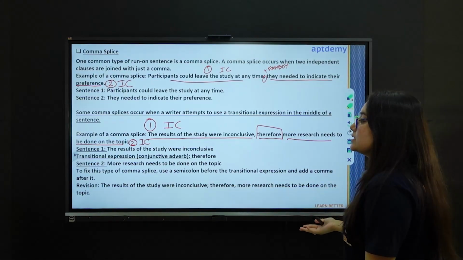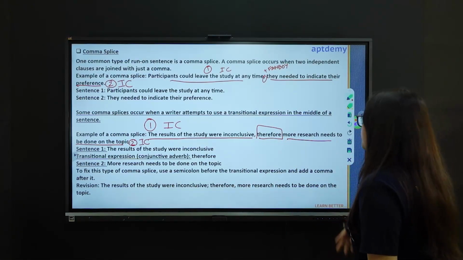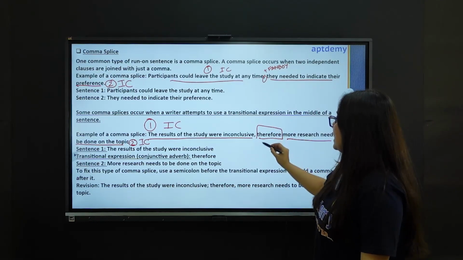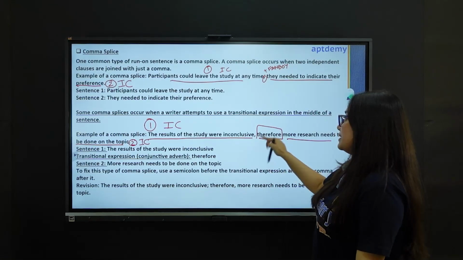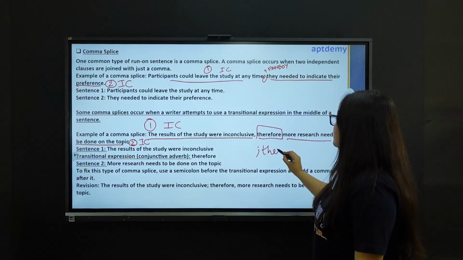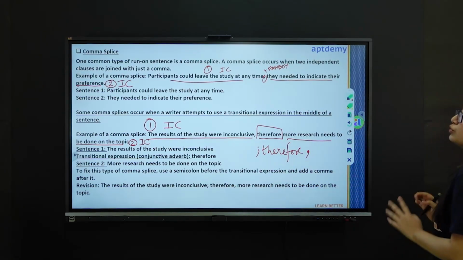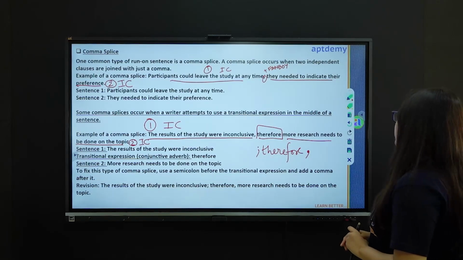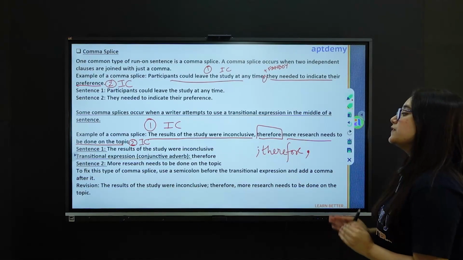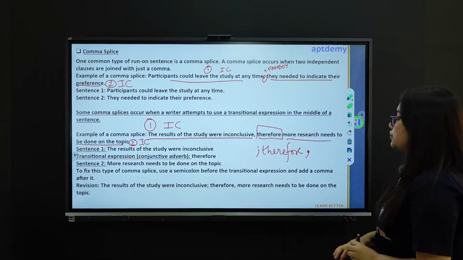How do we make this sentence correct? By using a semicolon. In this case we will use a semicolon, or if this was capital, then we would have used a period, but it is not, so we'll use a semicolon before therefore and a comma after therefore to correct the punctuation in a comma splice error. I have written it down over here. The results of the study were inconclusive; therefore, more research needs to be done on the topic.